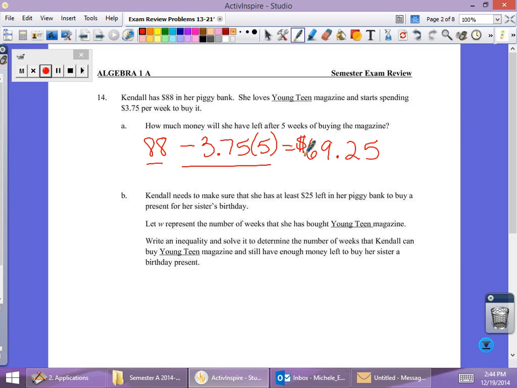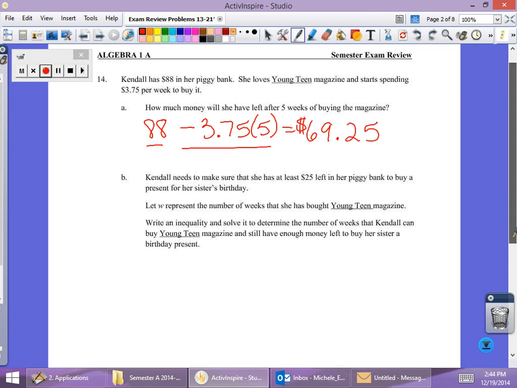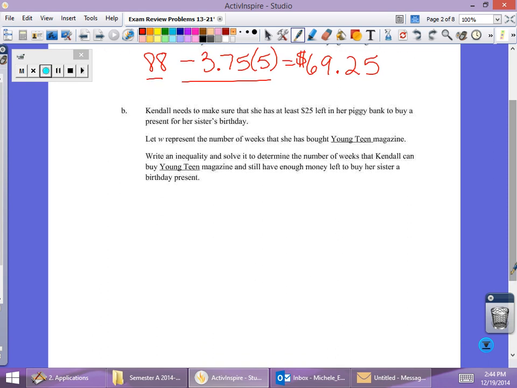Part B. Kendall needs to make sure that she has at least $25 left in her piggy bank to buy a present for her sister's birthday. Let W represent the number of weeks that she has bought Young Teen magazine. Write an inequality and solve it to determine the number of weeks that Kendall can buy Young Teen magazine and still have enough money left to buy her sister a birthday present.